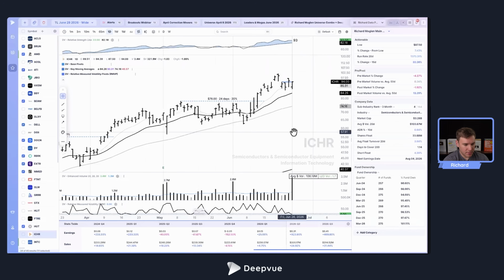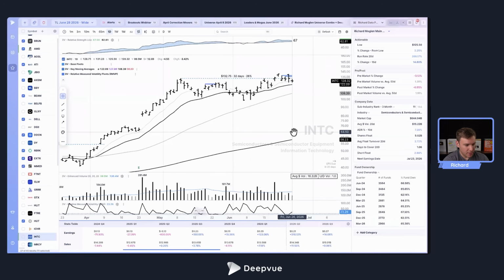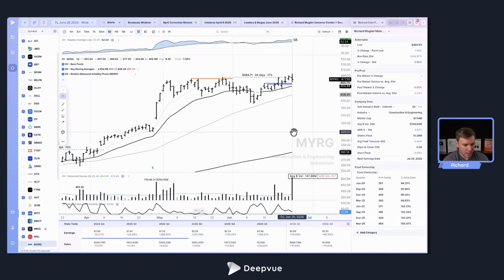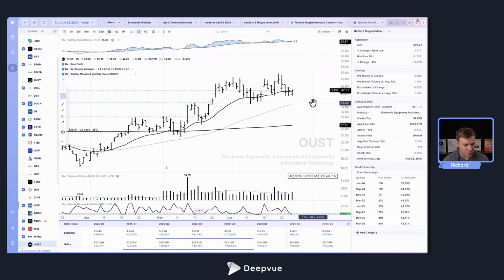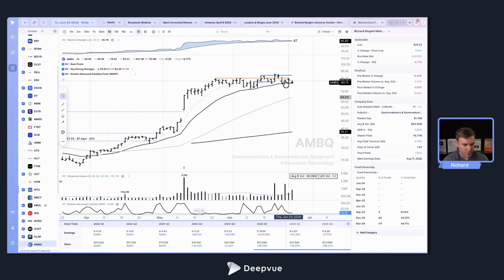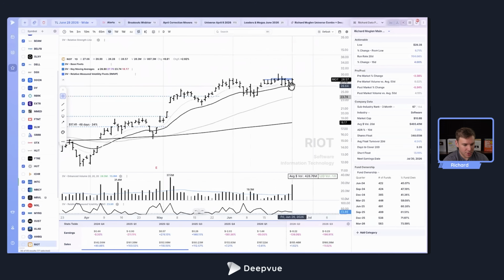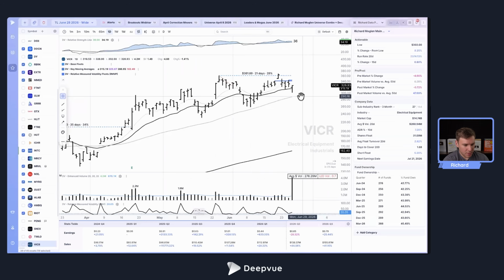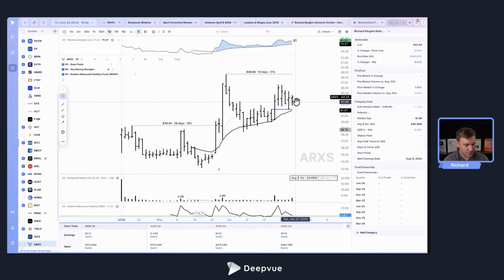HUT will add. ICHR is a little stubby. Intel will add. Marvel will add. MXL. MYRG will add for kind of the construction theme. Oost will add for now. ALAB will add. AMQ, it's leaking lower a little bit, and I think MXL is stronger, so we'll put that out for now. Riot will add. Twilio will add. Vicker, I wish this upside reversal was like here, like at this pivot. So we'll leave it off for now.